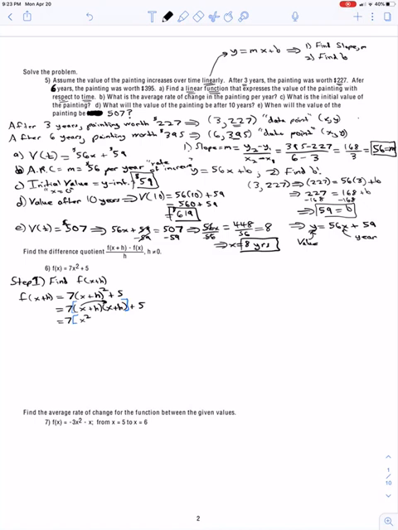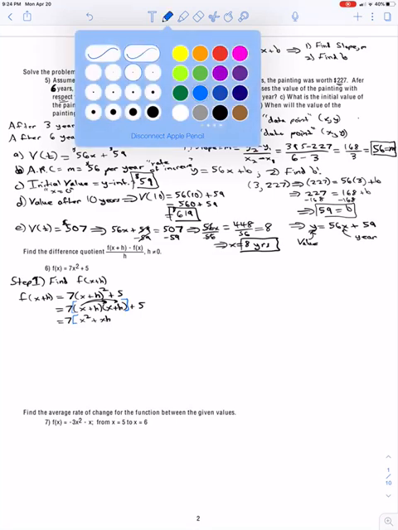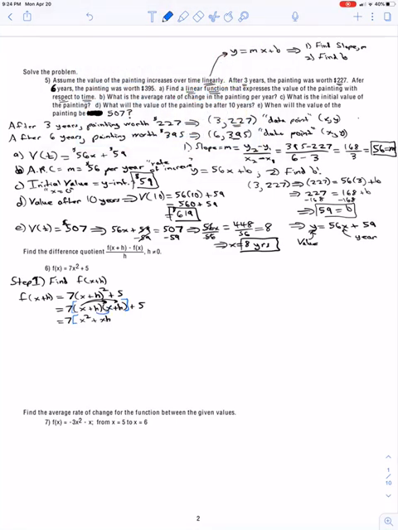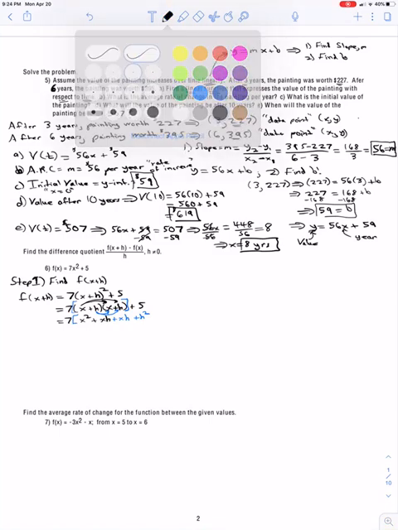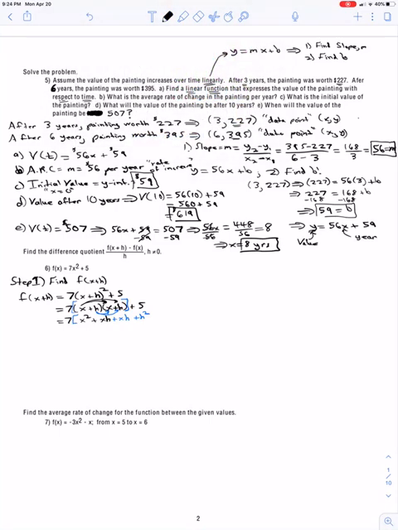X times x is x squared. X times h is xh or hx. Doesn't matter the order you write it in. H times x, which is the same product. I'm going to write xh here, same order. H times h is h squared. So you can see the product that we've taken here. We see the square of x plus h here.